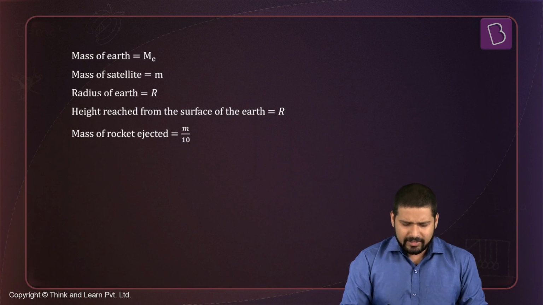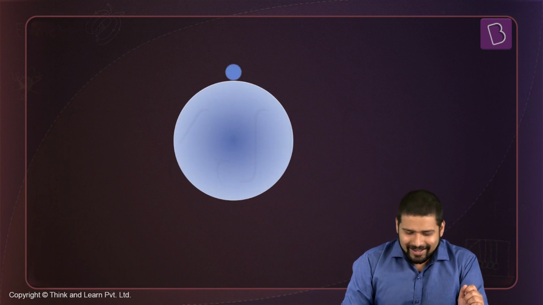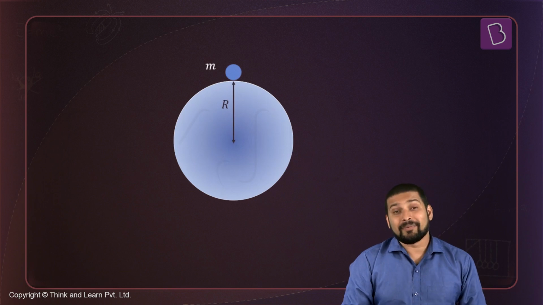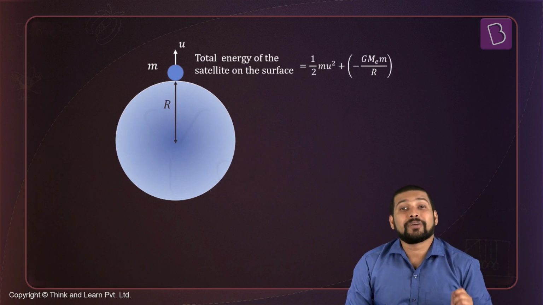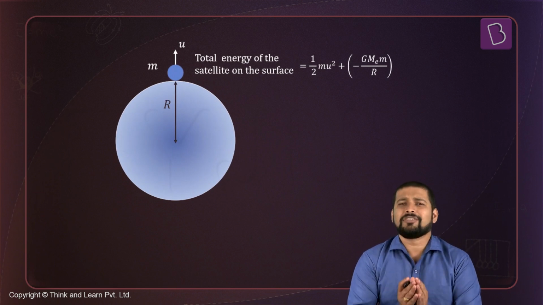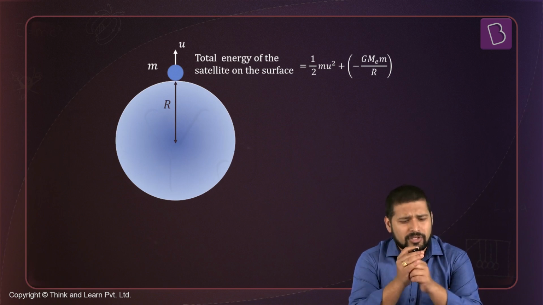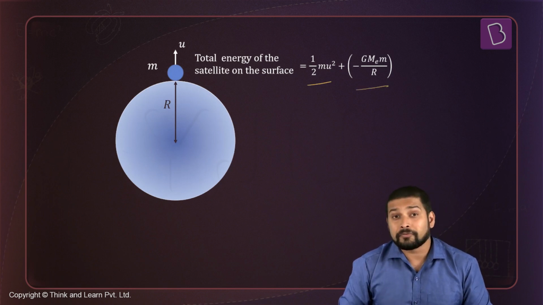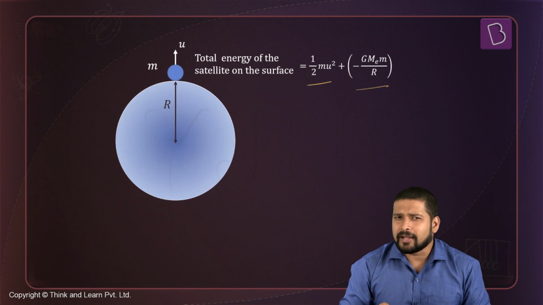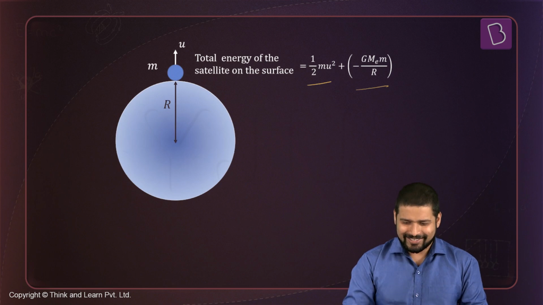So let's first see the initial situation. This is the Earth, and then we place the satellite. The radius is r and the mass is m, and then we write the expression of initial energy. Initial energy, of course, is kinetic energy plus gravitational potential energy. Here you can see the expression of kinetic energy, and here is the expression of potential energy, when this satellite was launched with an initial speed of u in a vertically upward direction.